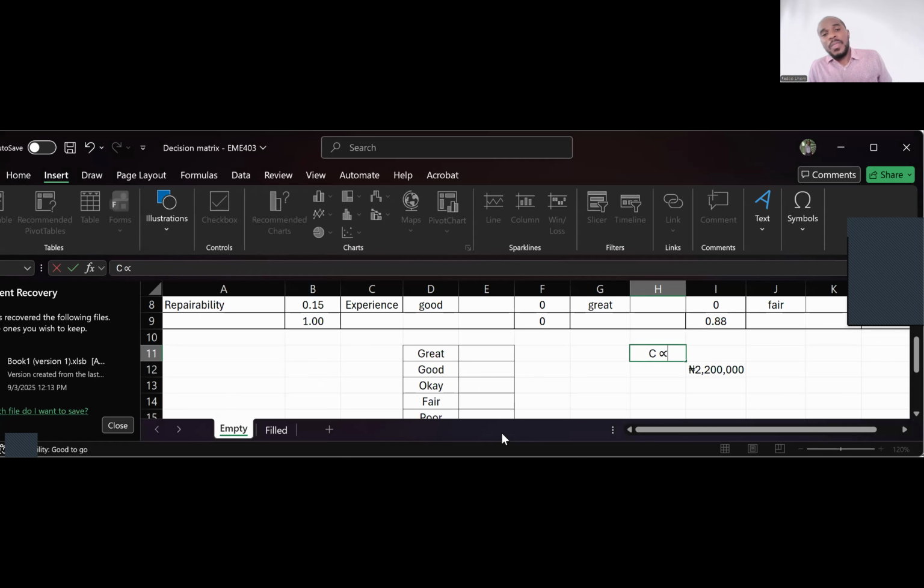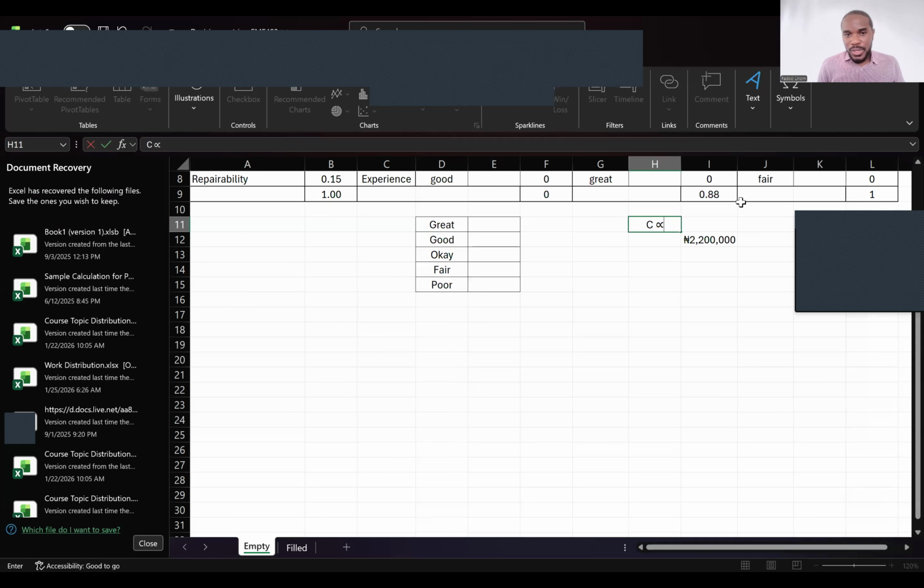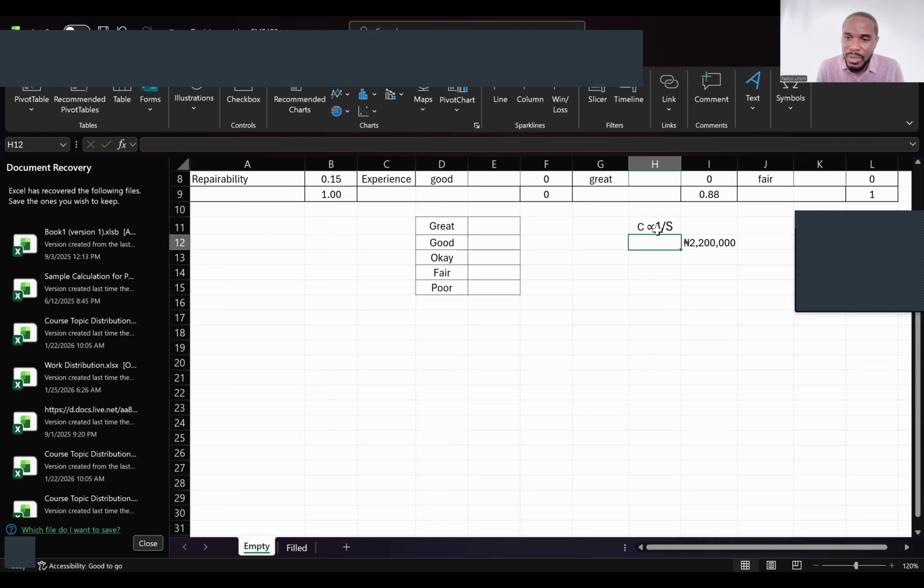Good. So my cost, Romanos, let me finish and then I will take a question. My cost is inversely proportional, so 1 over the score. That's what I have. What that means is that if my cost climbs, what happens to my score? My score will be lower. The higher the material cost, the lower the score.